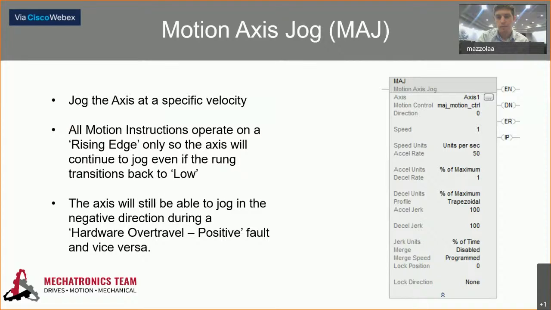Like I'd already mentioned, the MAJ is sort of unique in that it will still operate even though you have a hardware overtravel fault in the opposite direction. So if you have a hardware overtravel positive fault, you can still jog in the negative direction. And for the input parameters for the motion axis jog instruction, you can specify a direction, a speed, speed units, and acceleration and deceleration rates, and jerk, which is the derivative of acceleration.